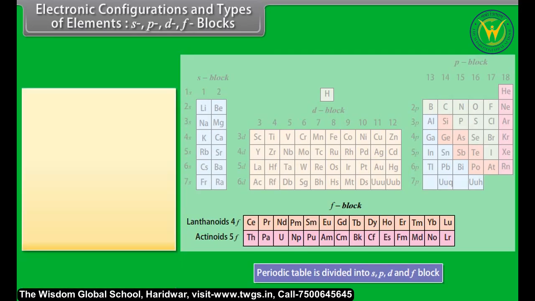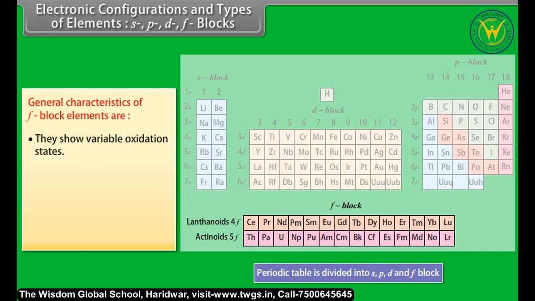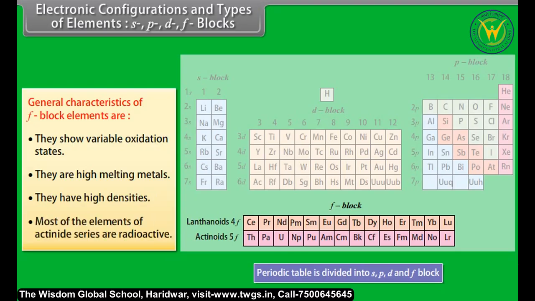General characteristics of F block elements are: they show variable oxidation states. They are high melting metals. They have high densities. Most of the elements of the actinide series are radioactive.